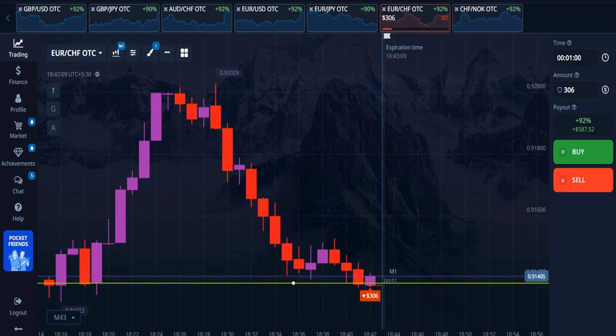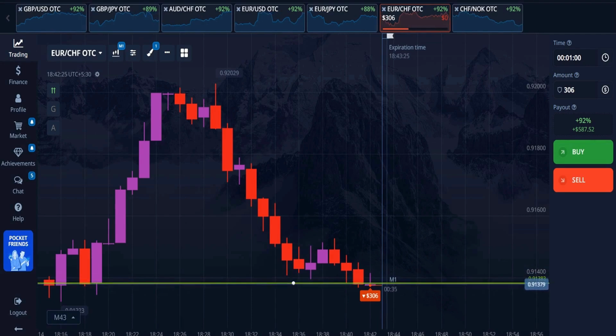So, now you've seen this strategy in action, with both clean and tricky setups. The more you practice it, the better you'll get at spotting high-probability trades. Use a demo account first, test it well, and don't rush into real trades. Trading is about skill, not luck.